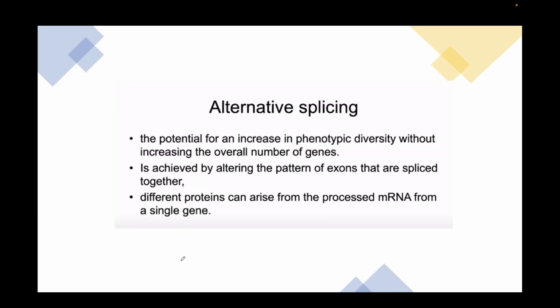Now let's talk about alternative splicing, as this question is basically based on it. The potential for an increase in phenotypic diversity without increasing the overall number of genes. If you talk about mice or Drosophila melanogaster, which is a good model organism for different types of experiments, and also guinea pig.